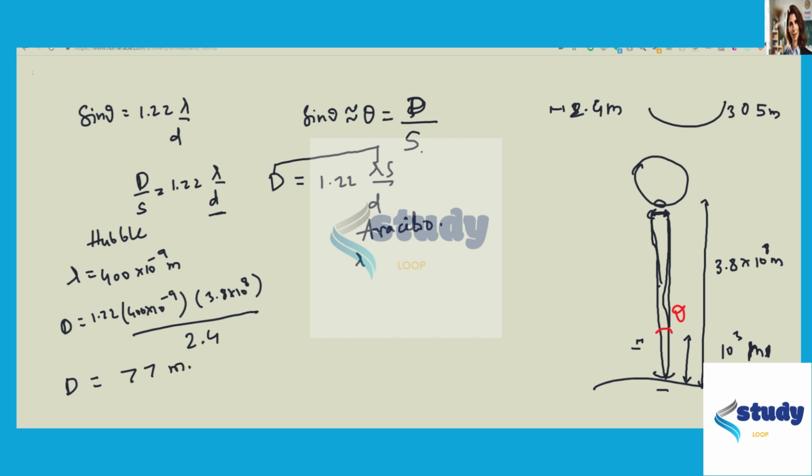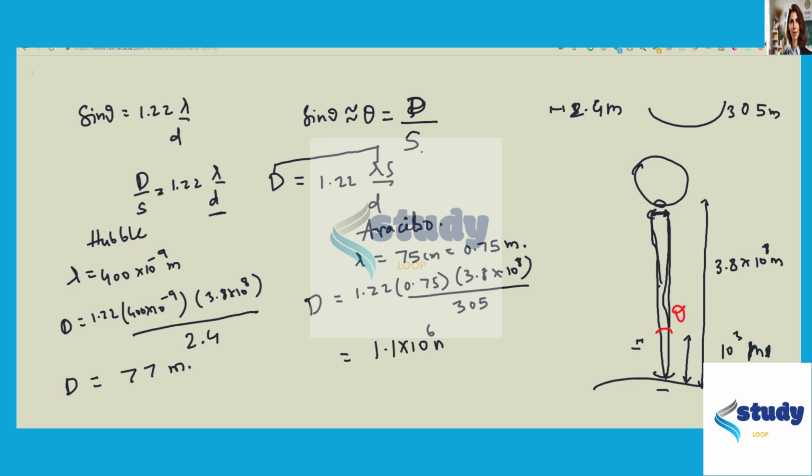And for Arecibo, lambda is 75 centimeters, which is 0.75 meters. So the diameter of the crater is simply 1.22 times 0.75 times 3.8 times 10 power 8, divided by the diameter of the telescope, 305. This gives us 1.1 times 10 power 6 meters. As you can see, the Hubble telescope has a much better resolution than the Arecibo, just because of the wavelength difference, even though it's a much smaller telescope.